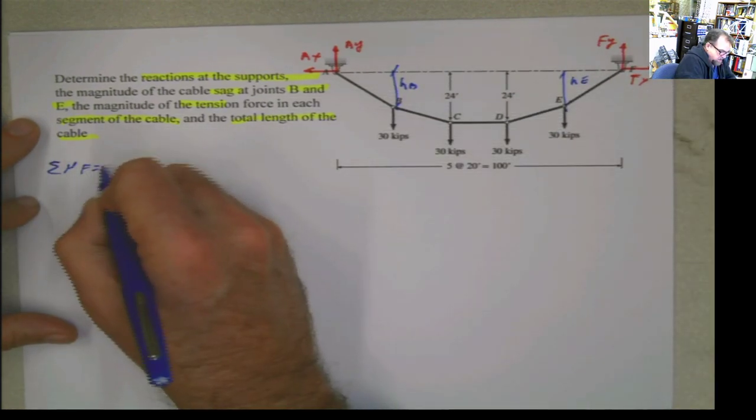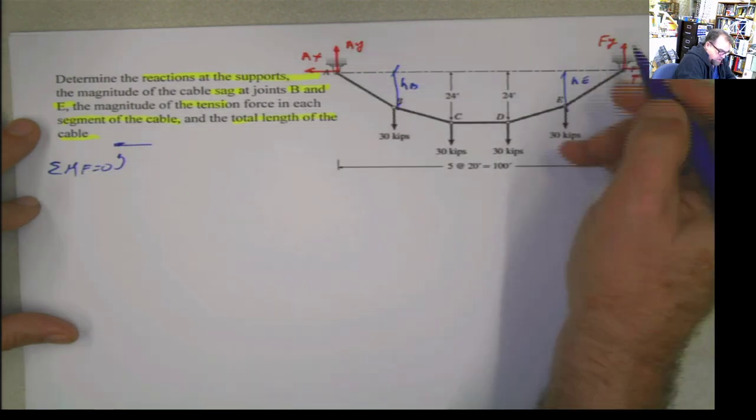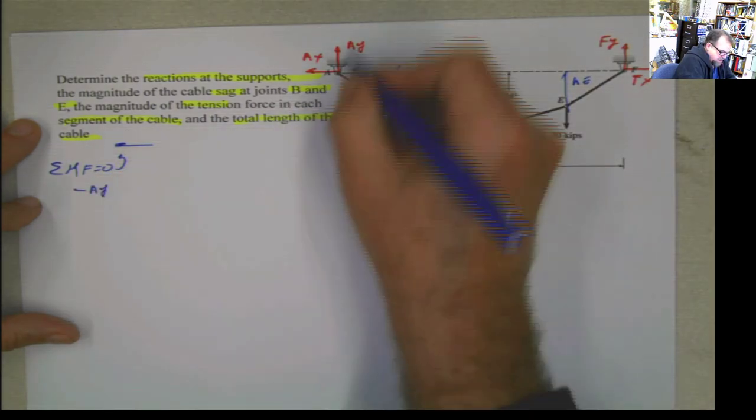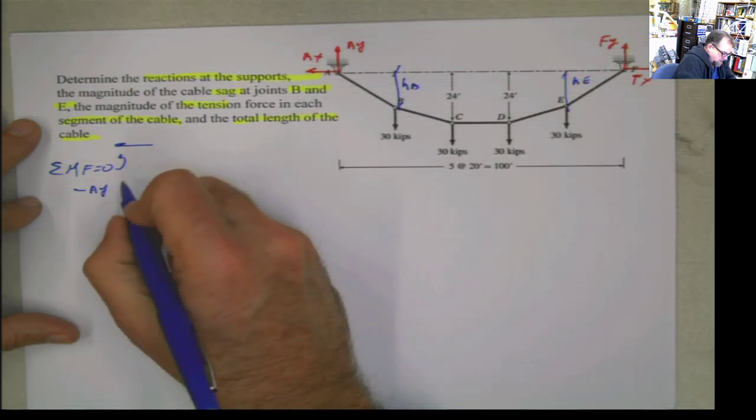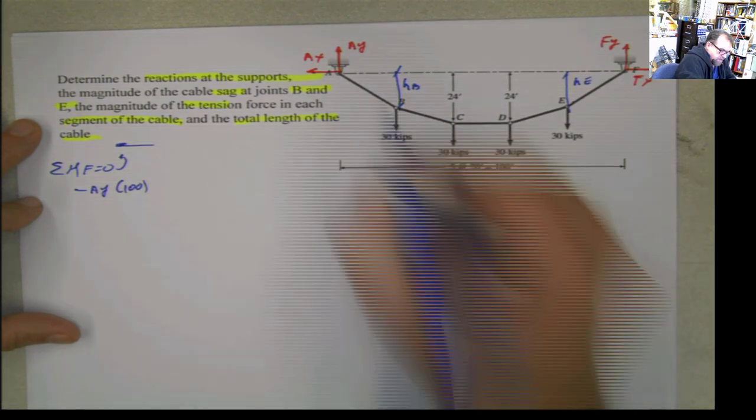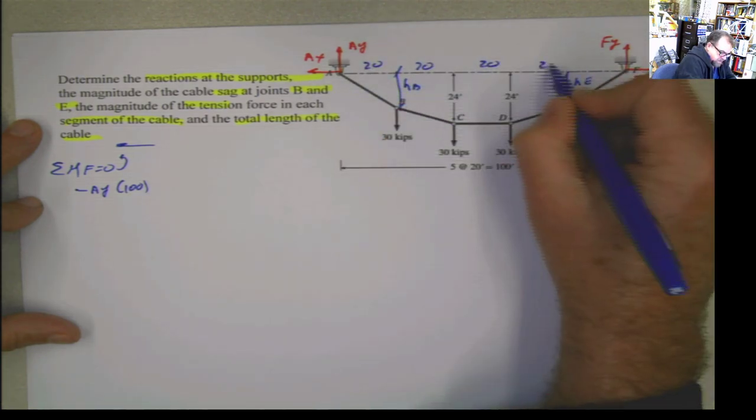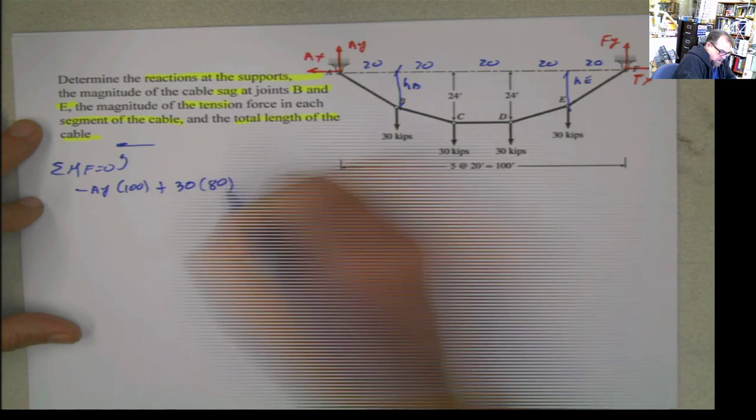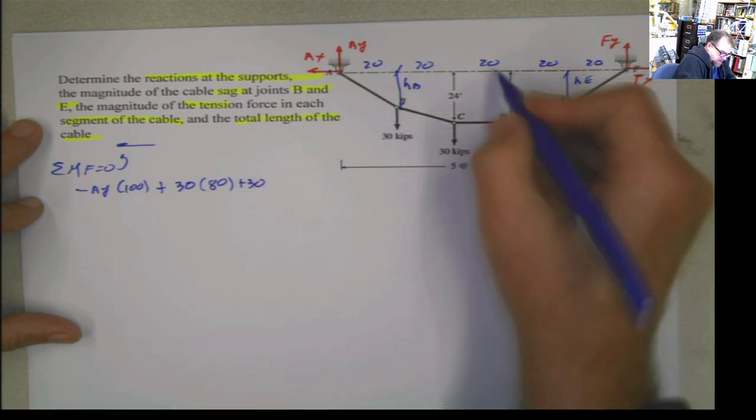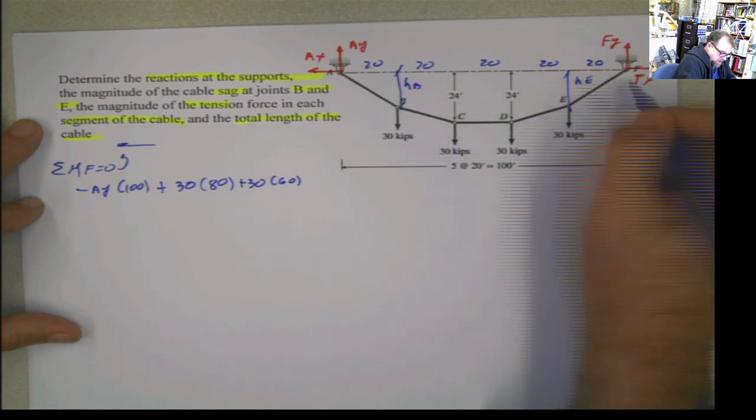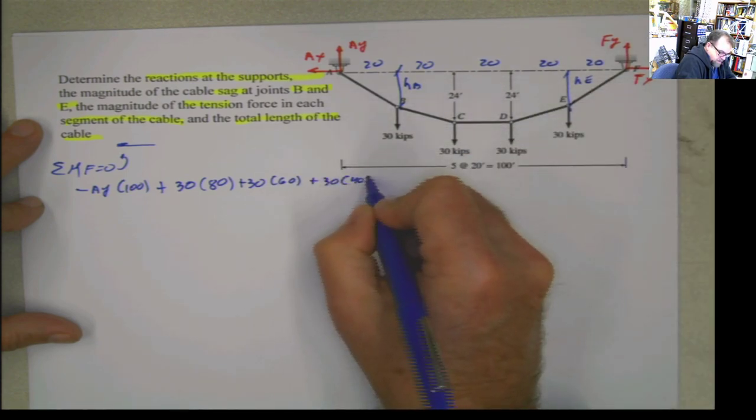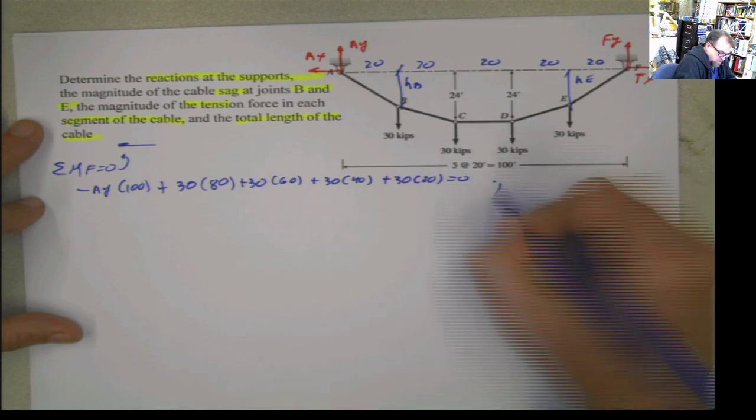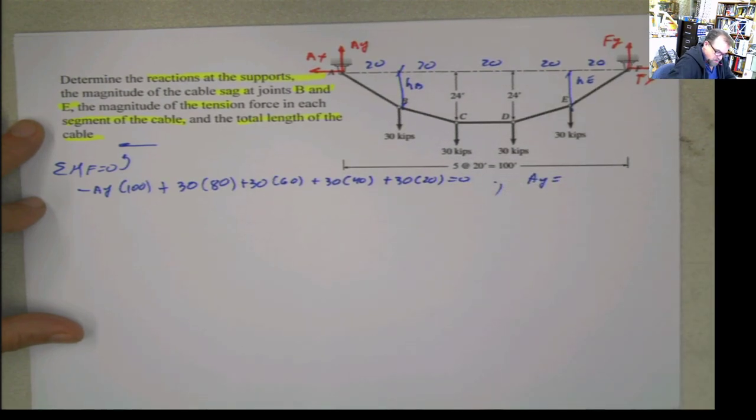Summation of moments at F equals zero. I can do that from here to here. The X is passing through the point, so I'm going to have negative AY times the total distance, which is 100. It says here every one of these is 20. Then I'm going to have this 30 multiplied by 80, and this 30 multiplied by 60, and this 30 multiplied by 40, and this 30 multiplied by 20, equals 0. Then you can solve for AY, which is going to be equal to 60.